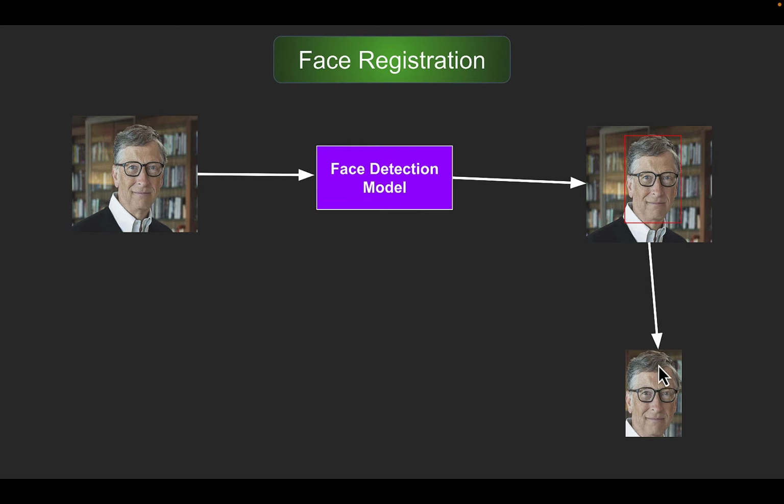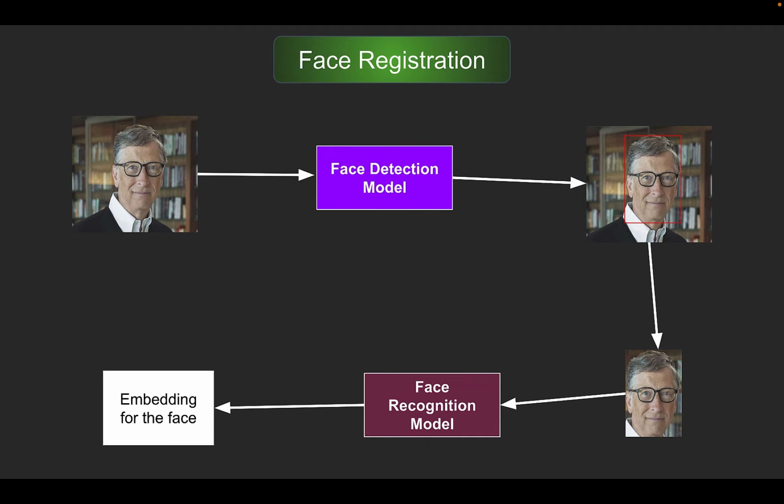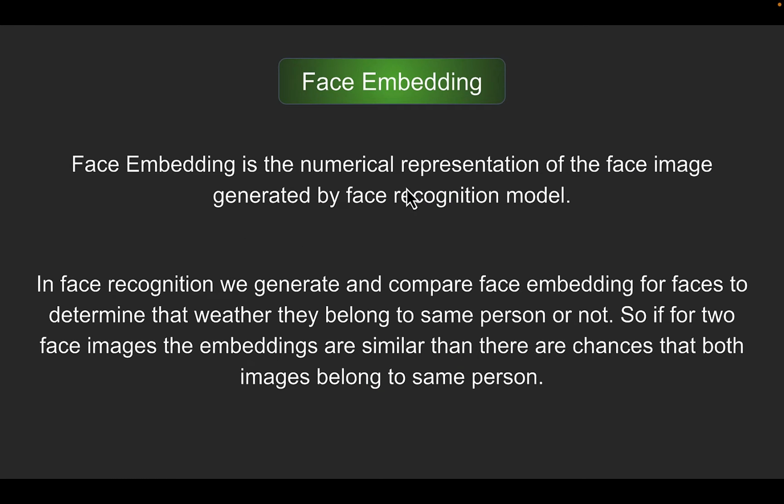So after getting this cropped face image, we are going to pass it to our face recognition model. So now this face recognition model is going to generate the embedding for this face. So what is this embedding? This embedding is actually a float array, and it is the numerical representation of this face image generated by this facial recognition model. So when we pass this cropped face to our facial recognition model, it will return us a float array representing this face. And this float array is called face embedding. So face embedding is a numerical representation of face image generated by face recognition model.